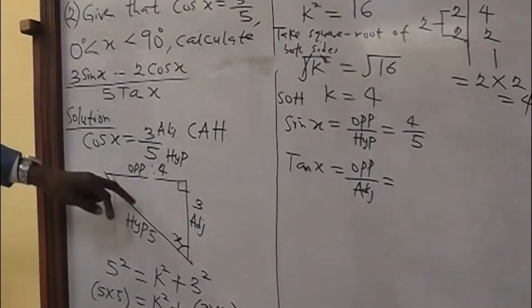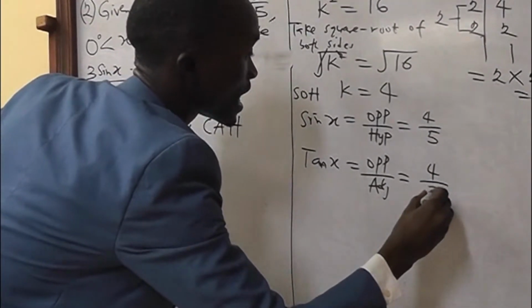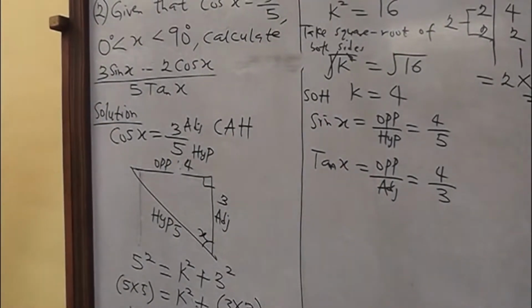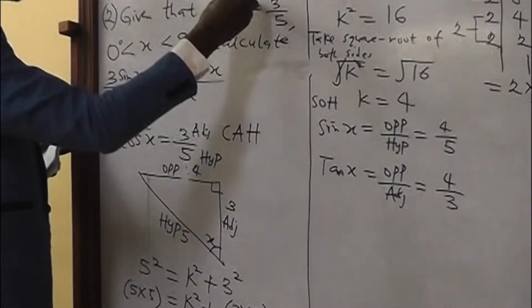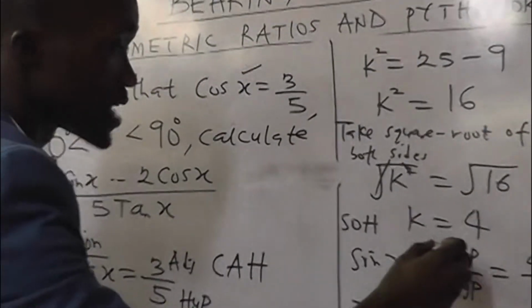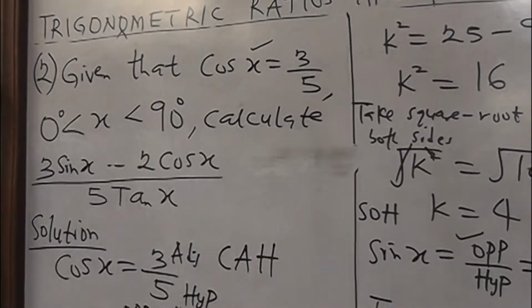And what is our opposite side? That is 4. And what's our adjacent side? That is 3. Now, the next thing we do is to slot in these values, the value of cos, value of sine, and value of tan. We slot them into what we have here, into this expression.